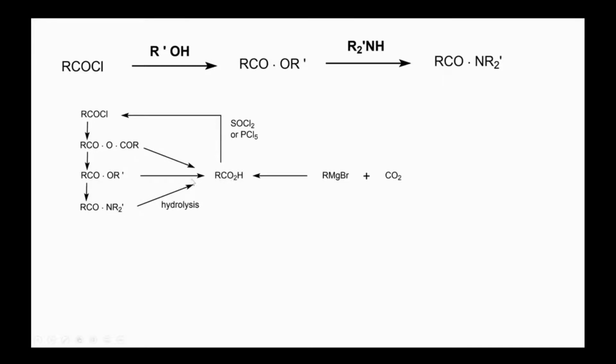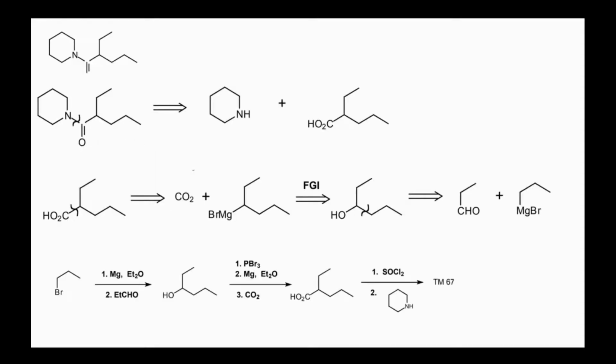And if you do hydrolysis of amides, you can prepare carboxylic acids. If you do hydrolysis of esters, you can prepare carboxylic acids. If you do hydrolysis of acid anhydrides, you can prepare carboxylic acids. And if you do hydrolysis of acid chloride, you can prepare carboxylic acids. And you can prepare acid chlorides from carboxylic acids by using thionyl chloride or phosphorus pentachloride. So this was the interconversion or reactivity of carboxylic acids and their derivatives. Okay, let's move on to the next slide.